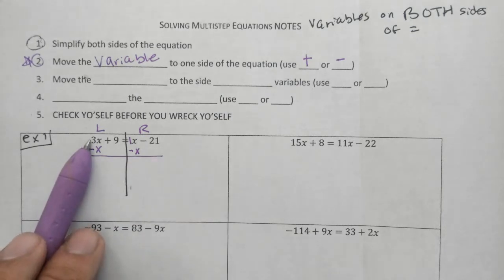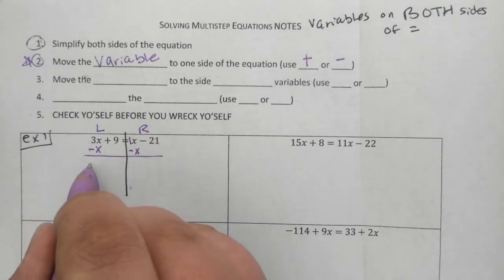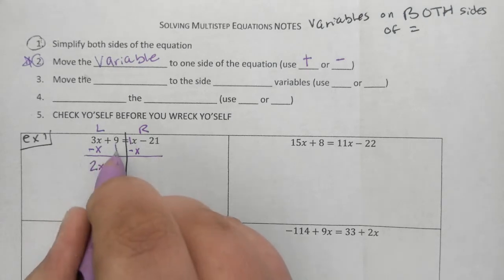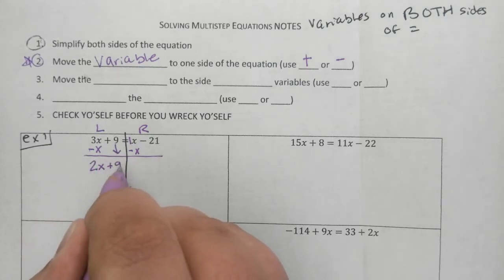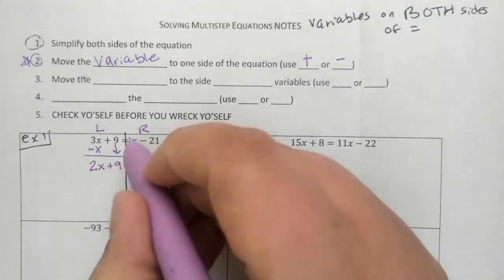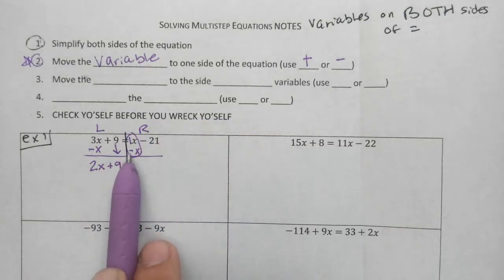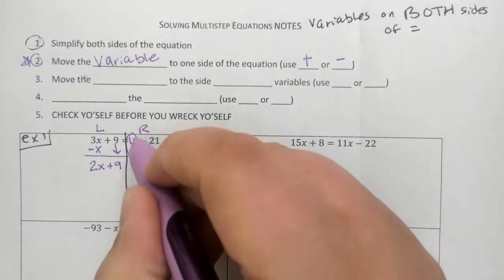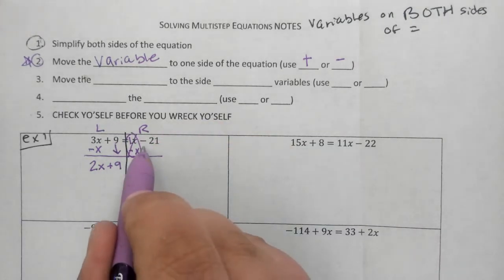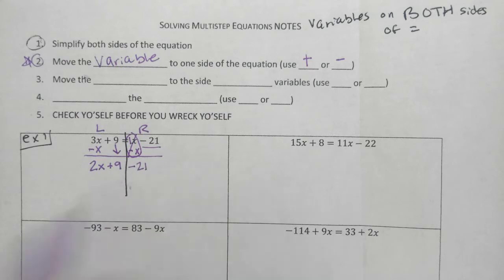On the left side, 3x minus x is 2x. We still have the plus 9. And on the right side, 1x and its exact thing but negative. Those are opposites, so they make a 0 pair, and we're left with just negative 21.